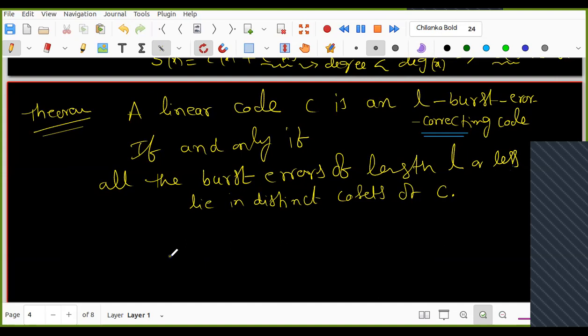So remember that we constructed the standard array, syndrome table and all. You remember that? Yes, sir. See, if both are in the same coset, then what happens? Both will be corrected to the same code word, right? Then I cannot detect, no? I am doing wrong, right? So both are different errors, but I am giving the same code word, correct? I can correct exactly to the correct code word provided the burst errors of length L or less lie in distinct cosets of C. If they are in distinct cosets, there is no problem, right?